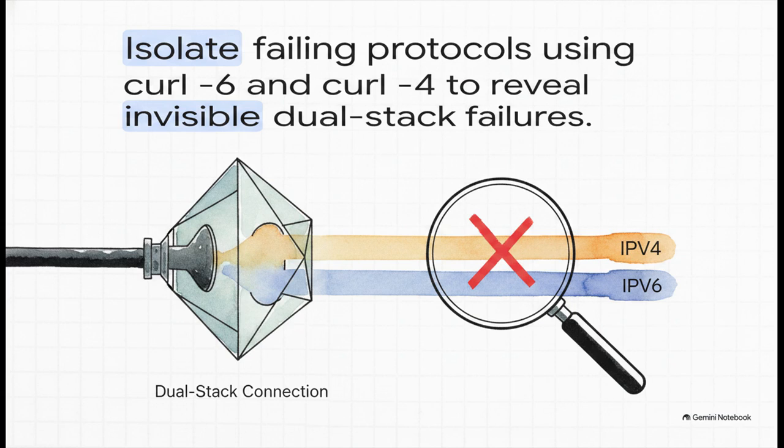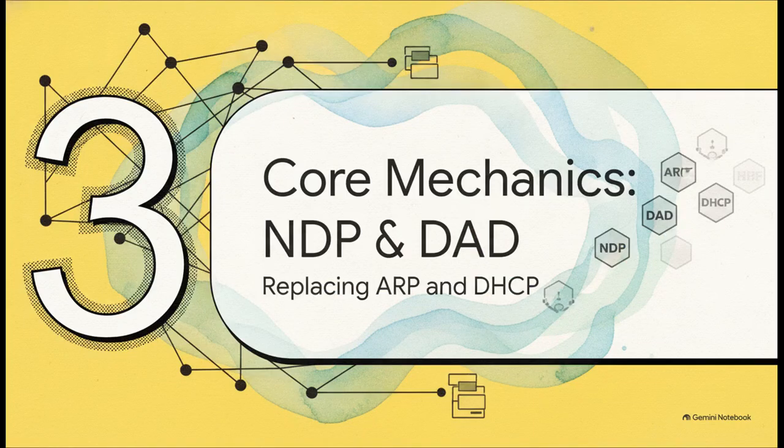Here's a highly practical tip. When you're troubleshooting web connectivity, jump into your terminal and use curl -6 and curl -4. That forces the traffic over a specific stack. You want to test them completely independently before you draw any conclusions. Always isolate.